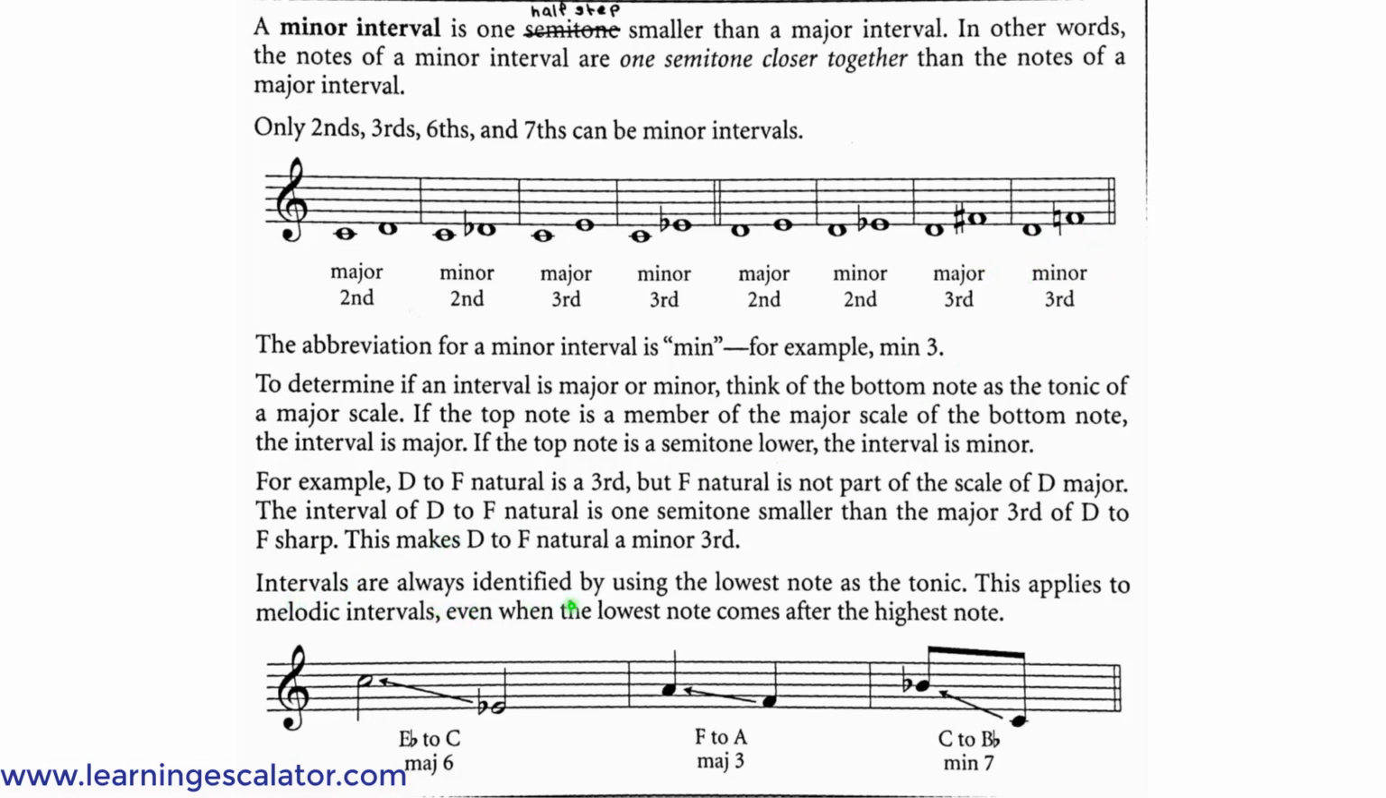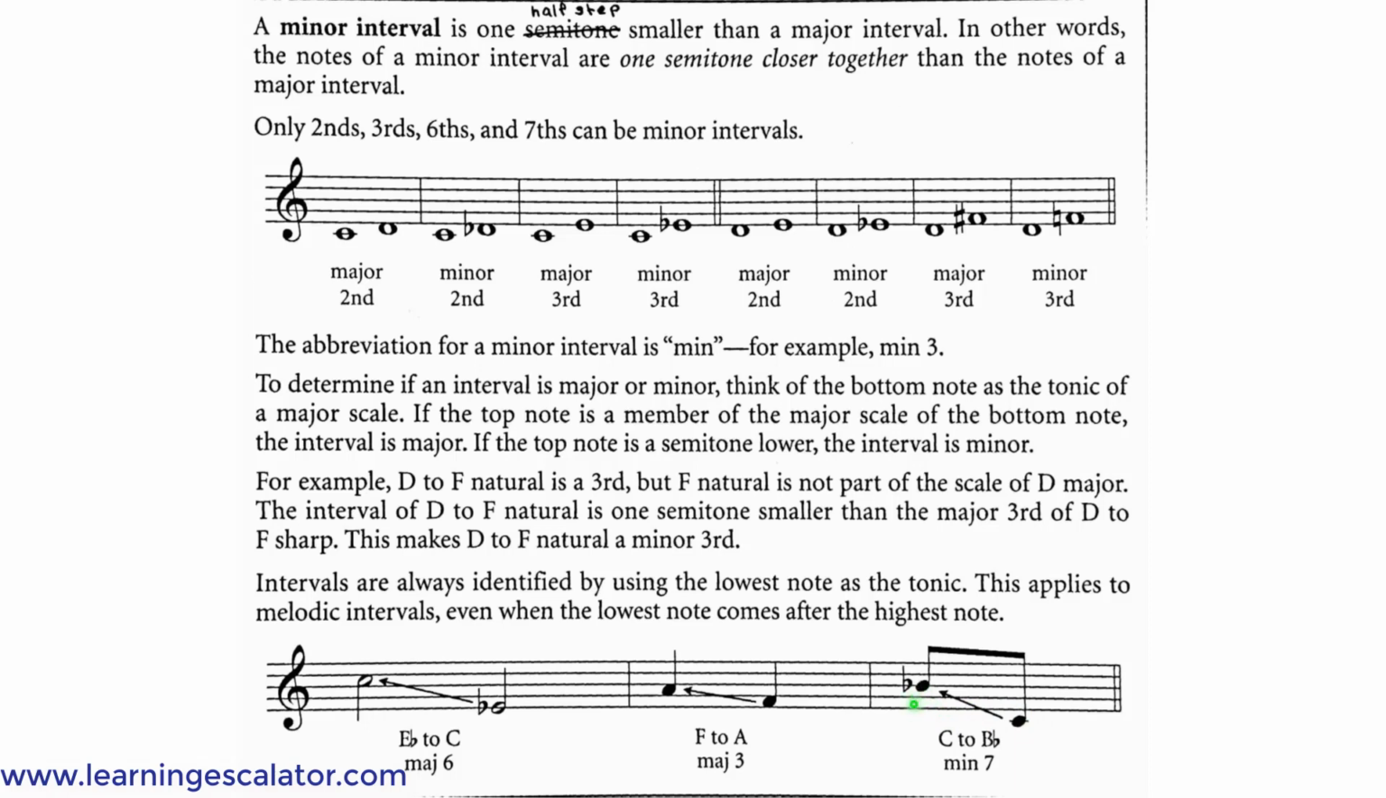Intervals are always identified by using the lowest note as the tonic. This applies to melodic intervals even when the lowest note comes after the highest note. So for example, if it's a C to an E flat, the C is not the tonic in this case, it's the E flat. So E flat to C, since C is part of E flat major and it's the sixth, it's a major sixth. And then there's A and F, since even though F is after A, we still read from F to A, not A to F. So F to A, since A is part of the major scale, it's a major third.